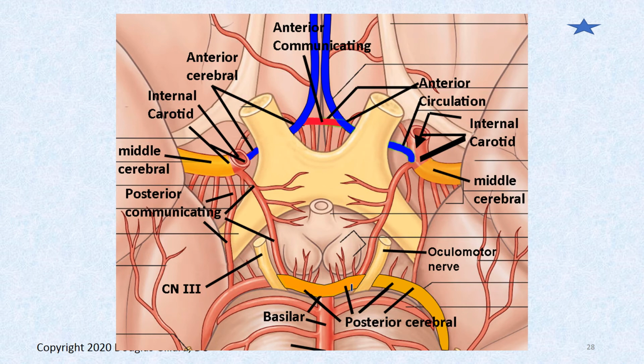But again, posterior cerebral arteries piece, then that gives off a posterior communicating. The internal carotid is just a little piece of the Circle of Willis, but there it is. That gives off an anterior cerebral artery in blue, and an anterior communicating artery communicates between the two anterior cerebral arteries, and then it repeats on the other side.